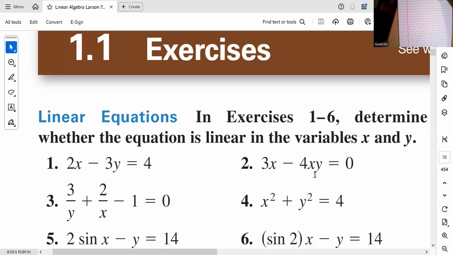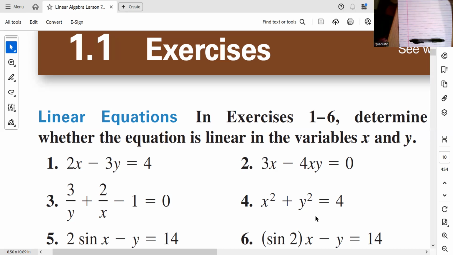Well, because you have x times y, that makes it a nonlinear equation. And for number 4, because you have x to the second power and you also have y to the second power, either one of these makes it nonlinear. Linear has to be like ax plus by equals c, where a, b, and c are constants.